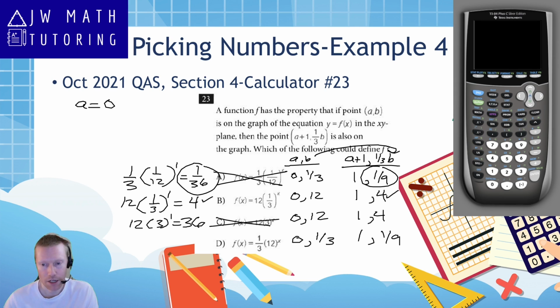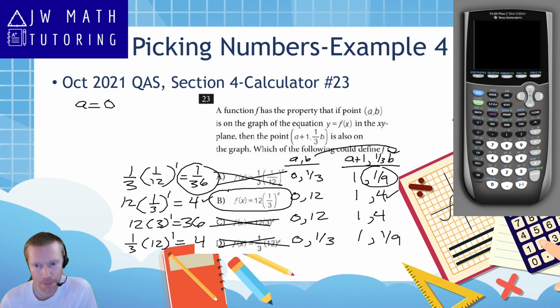This one is wrong. And for answer choice D, I take 1, I plug it in, I get 1/3 times 12 to the first. That is 1/3 of 12, which is just 4. 4 does not match 1/9, so it's wrong. Therefore, the correct answer choice for this one is letter B.